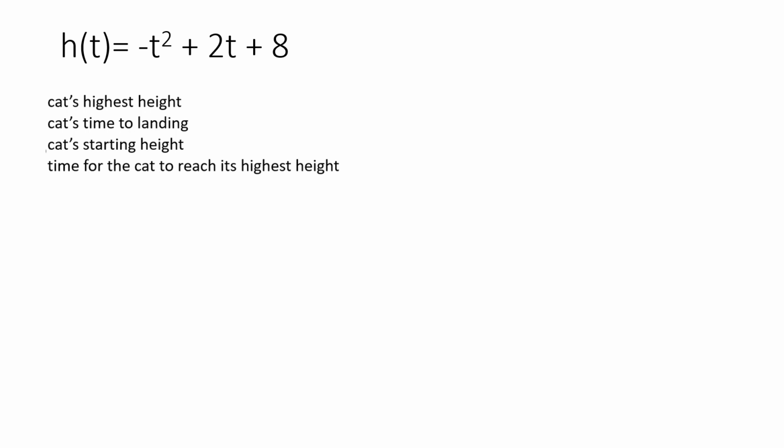All right, and then we'll do these two. So the cat's time to landing. Well, when the cat lands, the height is 0. I'll give you a moment to process that. When the cat hits the floor, the cat is 0 feet high. So that means we need to solve this.